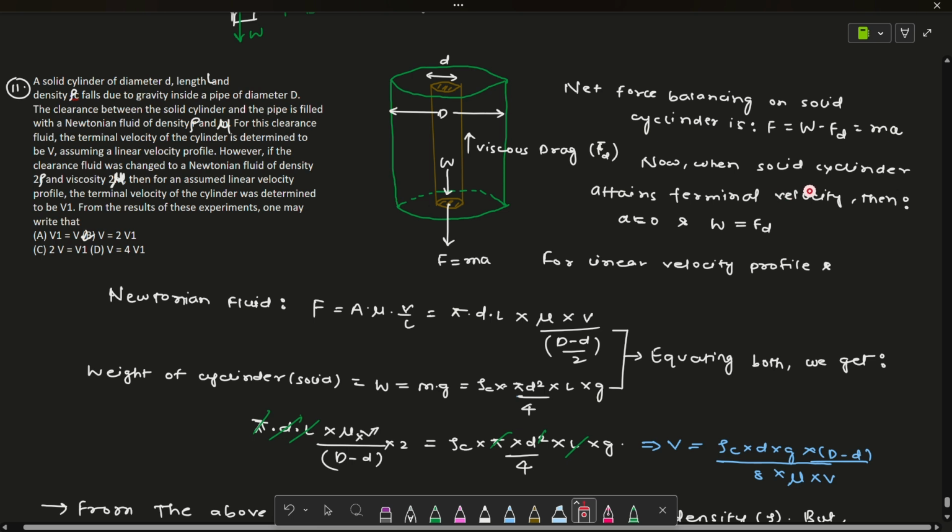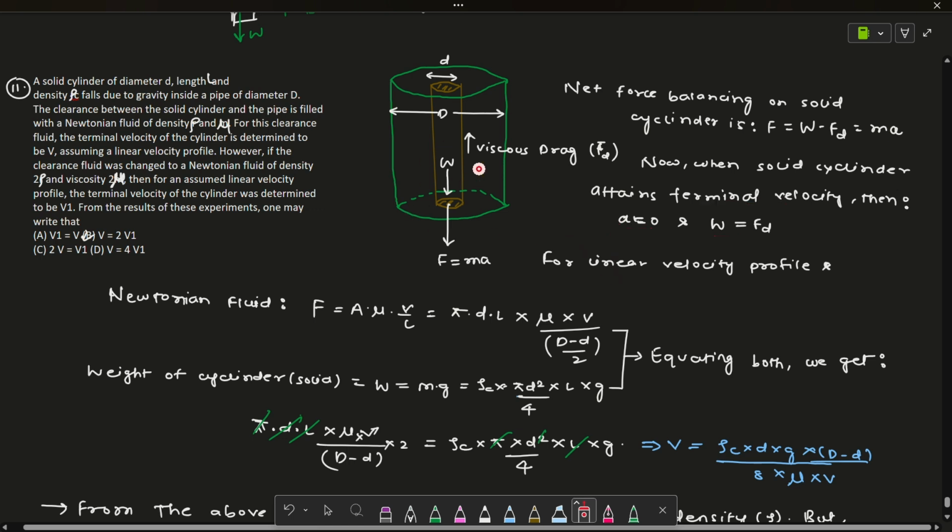This is easy. Now when the solid cylinder attains terminal velocity, the net acceleration becomes 0. So force equilibrium will be there, which means the weight is equal to the drag force, right? There is no acceleration.